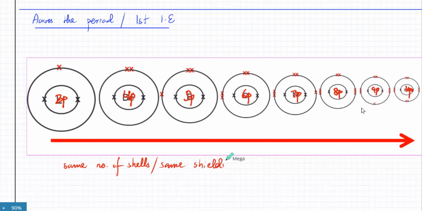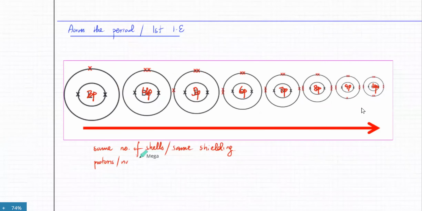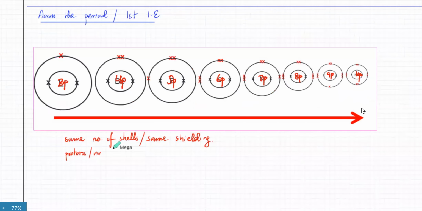That's number one, so that is not a factor. Then what happens is across the period, the protons increase. So your protons or nuclear charge increases. Now based on that, the ionization energies should increase as well.